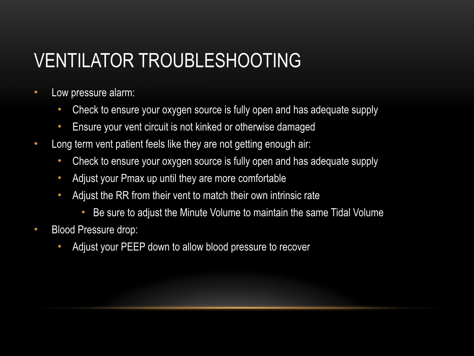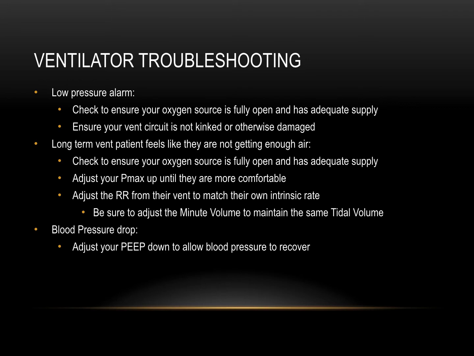Then we're going to make sure that our vent circuit isn't kinked to the point where it caused a leak or otherwise damaged. We're going to check our Pmax level, make sure that it's up high enough. If the patient feels like they're not getting enough air and they're larger, crank it all the way up, make sure that it makes them more comfortable, and then back it off so that we're not over voluming these patients, and just make sure it's at a comfortable level for them, but make sure they're getting an adequate air supply.